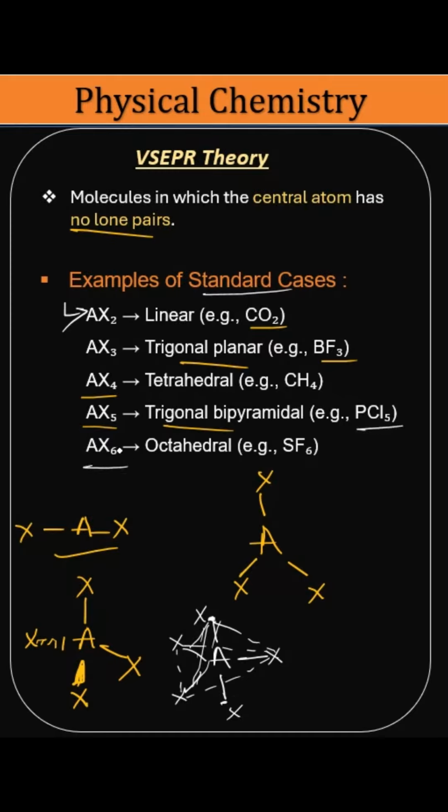And then the last ones: AX6, which is octahedral, and the octahedral shape is easy, right? Like this you can draw it. This is an octahedral shape. And one more is AX7. The shape of this AX7 is pentagonal bipyramidal. So the example for this is IF7. In my next video, I'll explain with deviation.